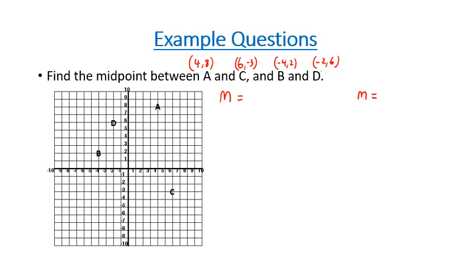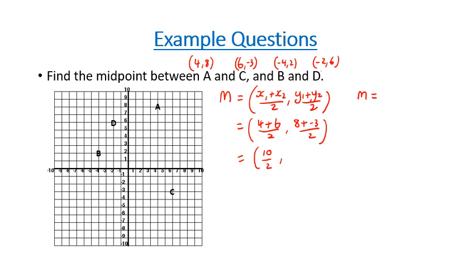So our midpoint formula, x1 plus x2 over 2, y1 plus y2 over 2. We can substitute our values in. For our x1, we're going to have 4 plus our x2 is 6 all over 2. Our y1 is going to be 8 plus -3 all over 2. This is going to give us 10 over 2 and 5 over 2. So therefore our midpoint is going to be 2, 5 over 2.